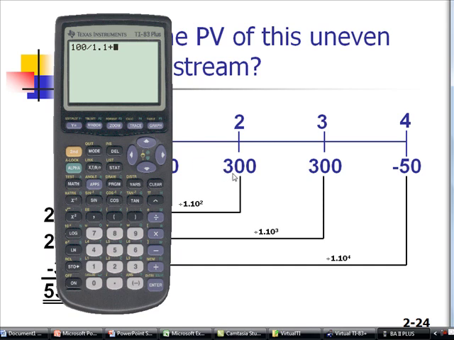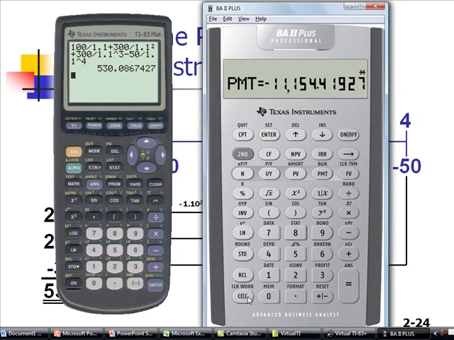We've got the $300 divided by 1.1 squared. Then we would add the present value of the next one, which is 300 divided by 1.1 to the power of 3. And then we'd need to subtract 50 divided by 1.1 to the power of 4, subtracting it because it was a negative cash flow. Hit enter and you get 530.09, I guess, if you round that off, and so that is the correct answer. You can also do the same thing on a TI BA2 Plus calculator. You could enter all of those in exactly the same sequence.